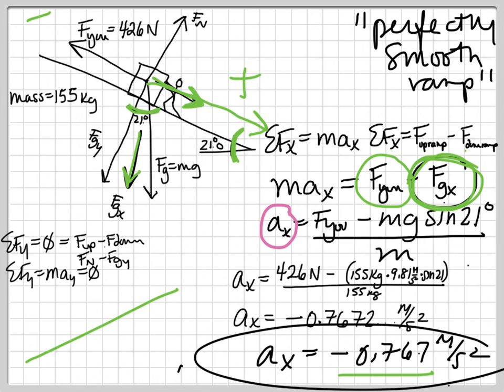We used the up ramp, down ramp. So just be careful, because sign is a proxy for direction, but you have to make sure that you're consistent throughout a problem.